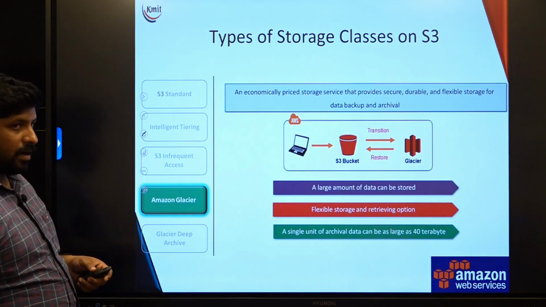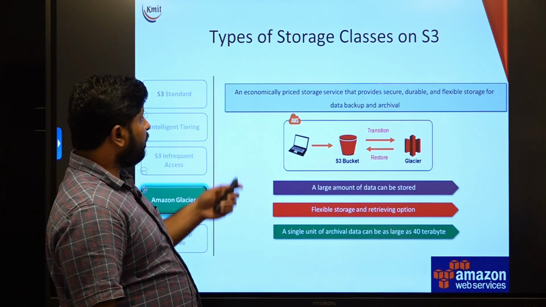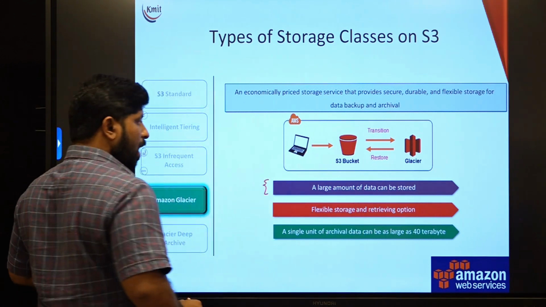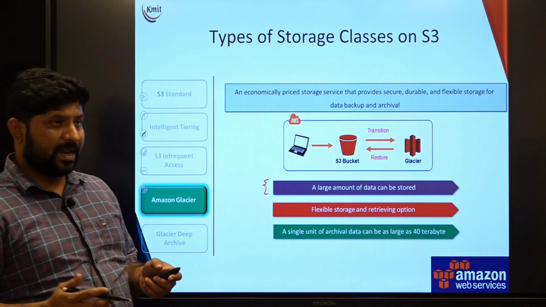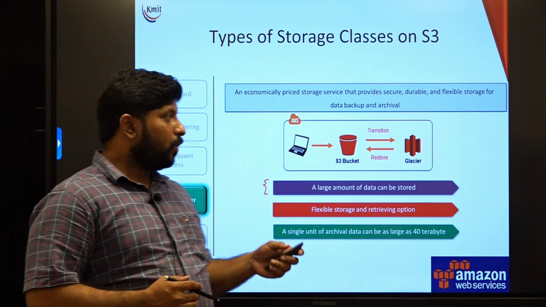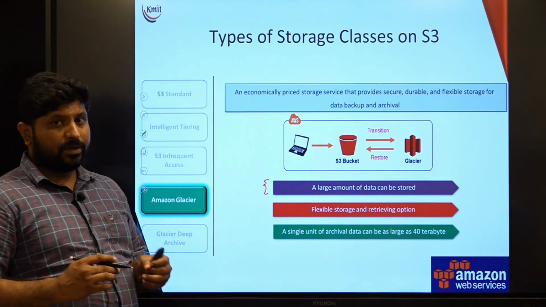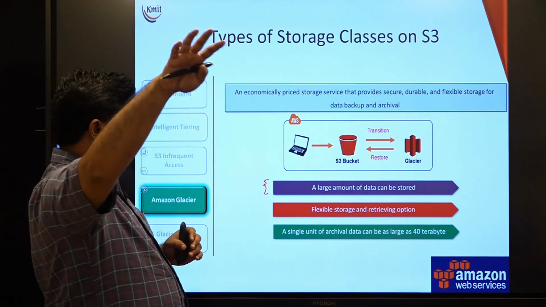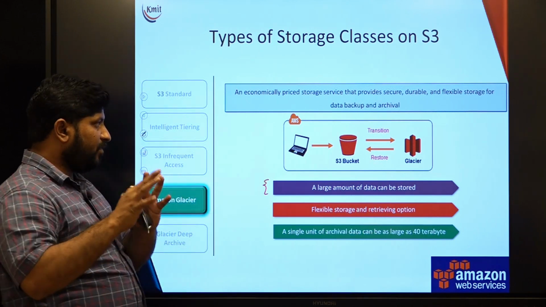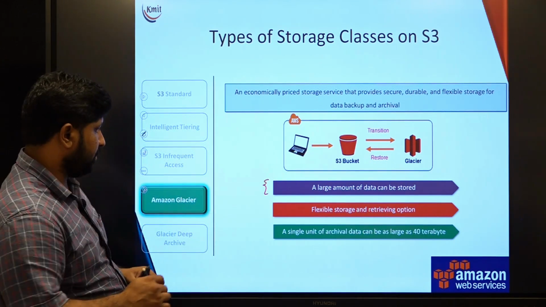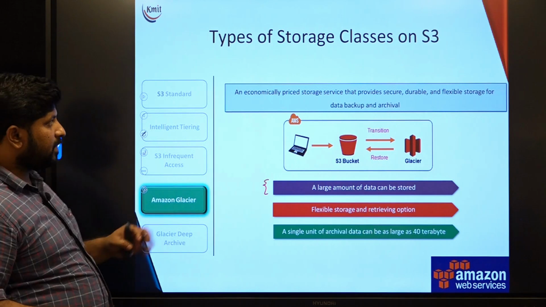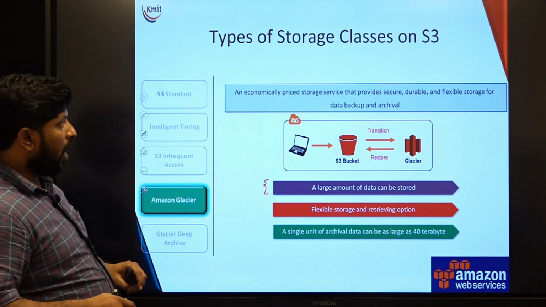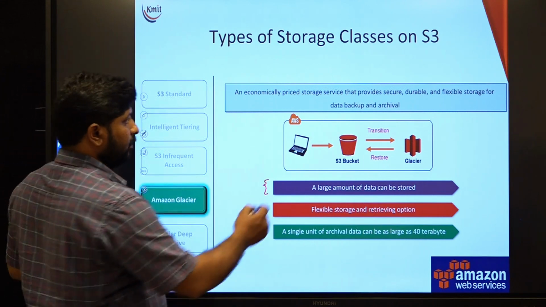When you are focusing on Glacier, as I said, when we have a larger amount of data, more than terabytes or petabytes of data, you can go with Glacier. But over here, read or write is going to be very slow, as the data will be stored in an archive structure. In the remaining classes they are not going to archive, but in Glacier especially, they are going to archive your data. You can see here.